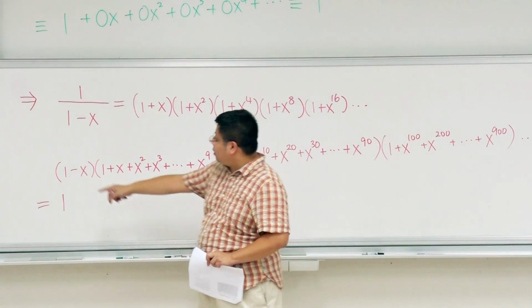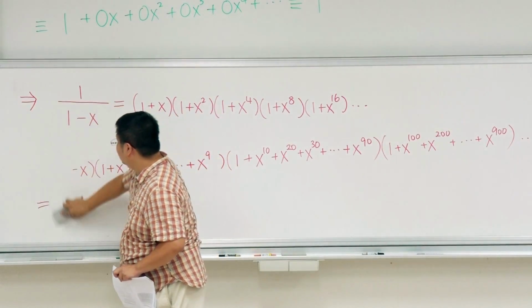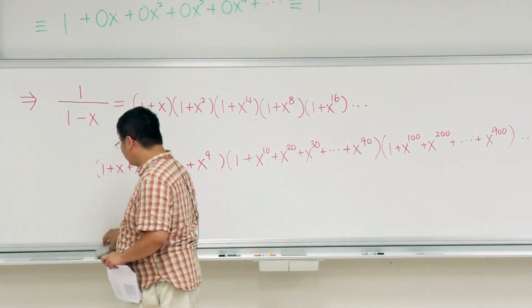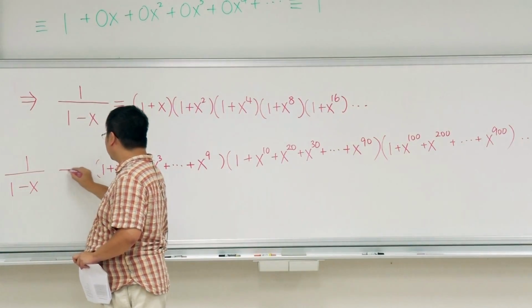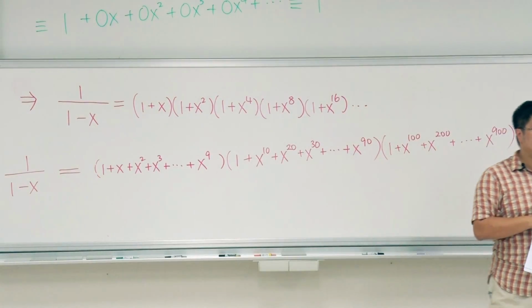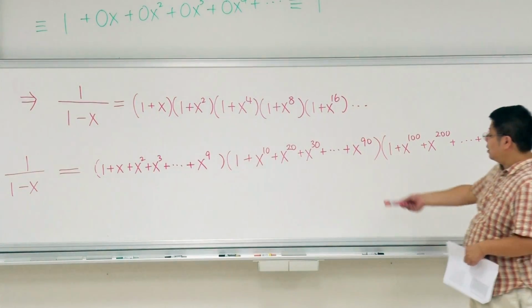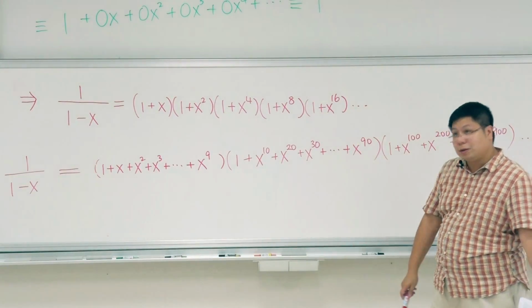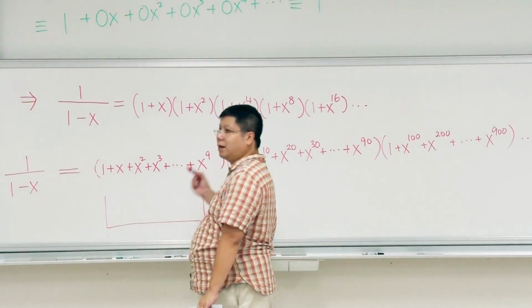So if we divide 1 minus x on both sides, then I will get something similar. So I will know that this is true. 1 over 1 minus x is exactly equal to the product of this one. Is that okay? So the right-hand side corresponds to what? Corresponds to, I have a box here.